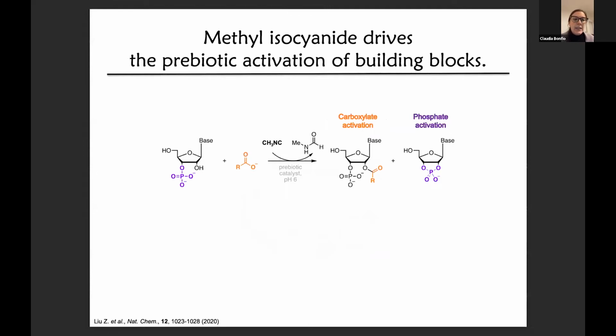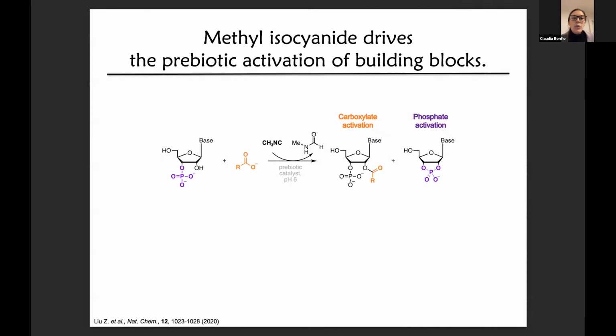So if we go to the next slide, you can see the starting point that we decided to explore. We had developed in the lab what we call activation, an example of activation chemistry, which basically means that we developed a chemistry that can be used to activate some of the functional groups of some of the relevant building blocks of life. In this case, we have on the left a nucleotide, and then drawn in orange, we have the representation of an amino acid with carboxylates.